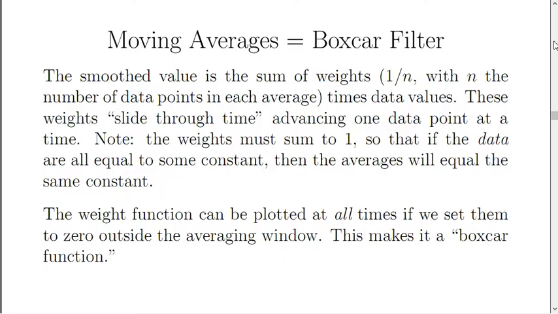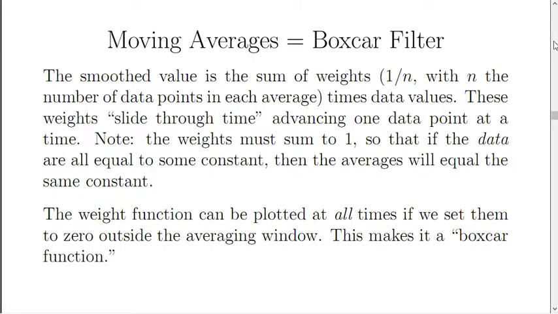The smoothed value is the sum of certain weights times the data point values. Now the weights are 1 over n, where n is however many data points we're putting in our moving average. It's how wide the window is. And the window, the weights themselves, kind of slide through time, advancing one data point at a time. By the way, note that the weights have to add up to 1.